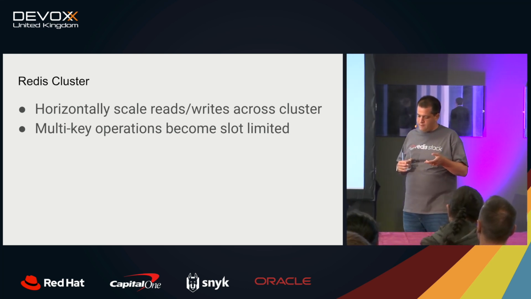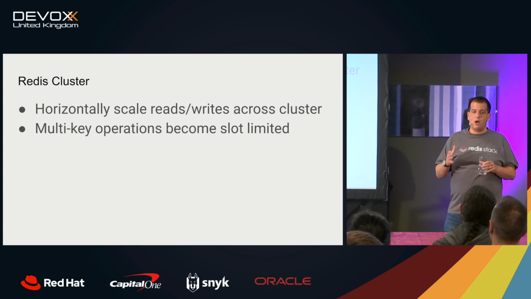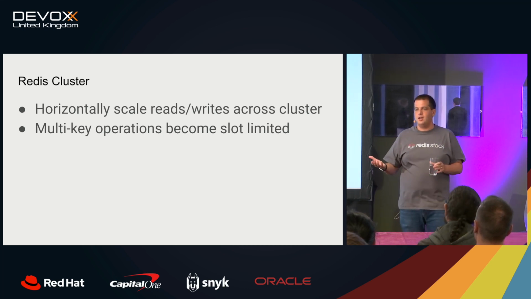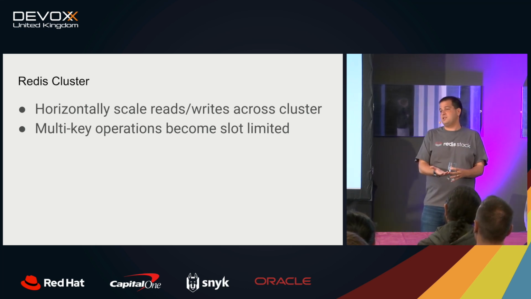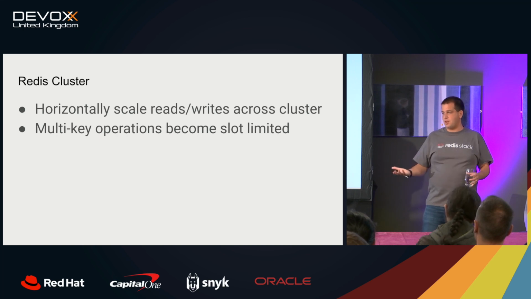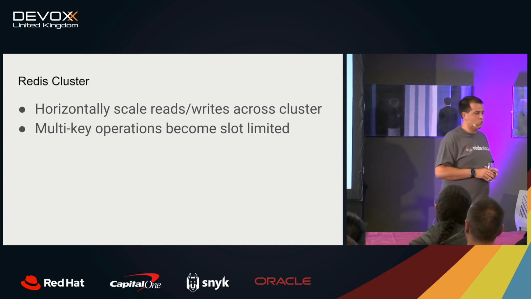And there's actually a big trade-off here in multi-key operations. So if you want to perform an operation on two keys, they have to both be on the same shard, or you can't operate on both of them at the same time. So that's the big trade-off with Redis cluster.